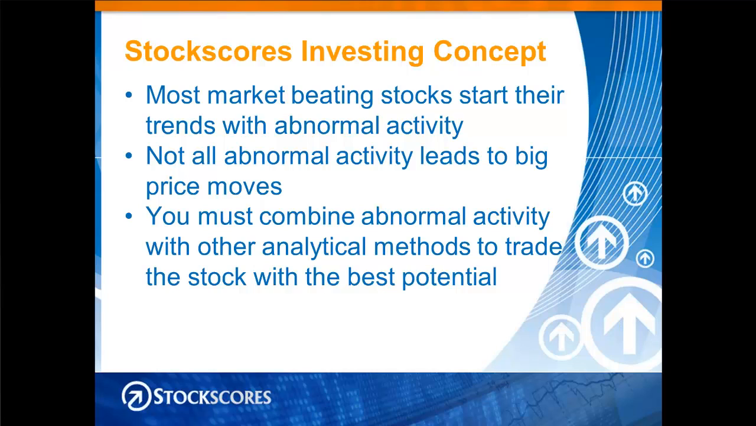Now, what do I mean by abnormal trading activity? I mean the stock goes up faster than normal on a particular day. It trades much more volume than normal on a day or week. And these are the footprints of stocks that are going to beat the market. And the reason, it's relatively simple. Stocks beat the market because their fundamentals, their business, is doing really well.